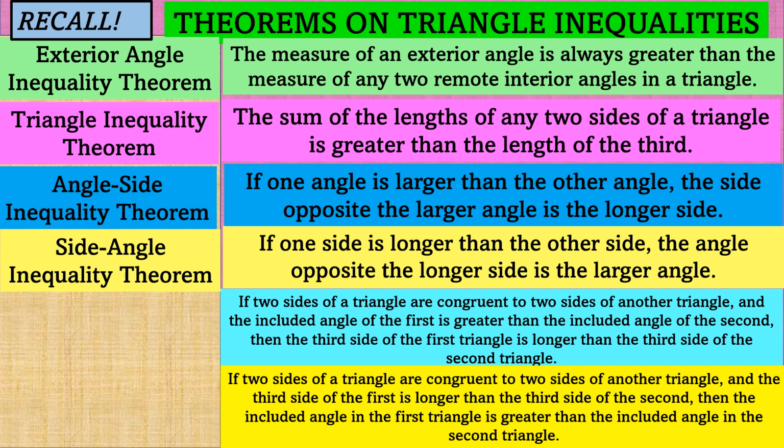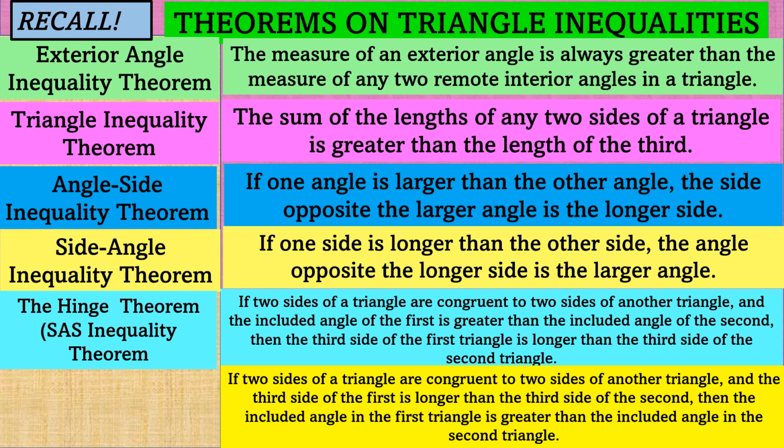Next, what theorem states that if two sides of a triangle are congruent to two sides of another triangle, and the included angle of the first triangle is greater than the included angle of the second, then the third side of the first triangle is longer than the third side of the second triangle? It is the hinge theorem or the SAS or the side angle side inequality theorem.